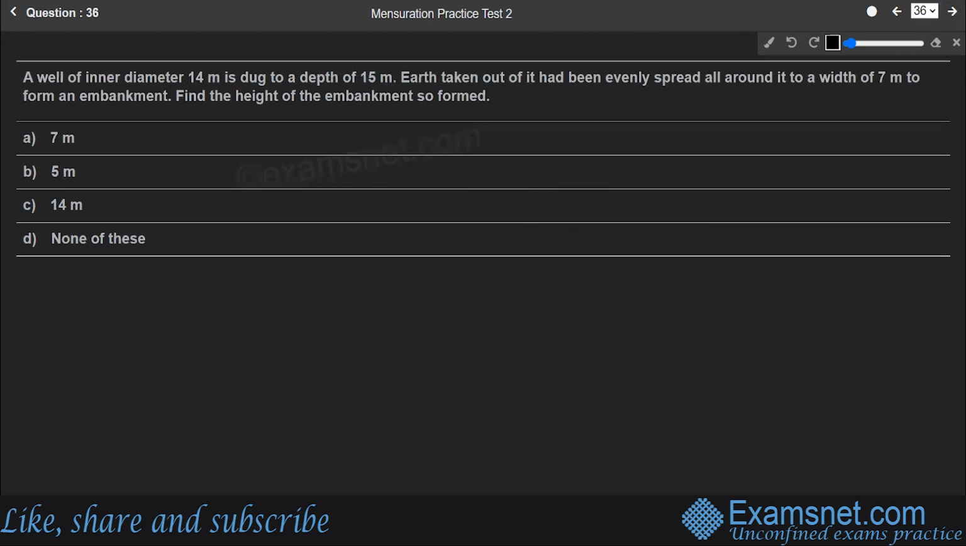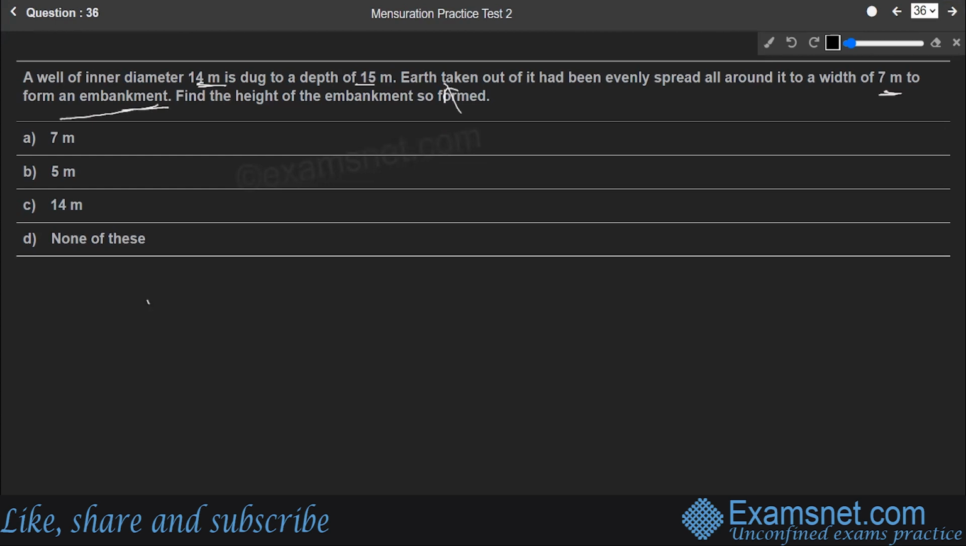Now, a well of inner diameter 14 meter is dug to a depth of 15 meter. Earth taken out of it, earth means soil, has been evenly spread all around to a width of 7 meter to form an embankment. Find the height of the embankment so formed.